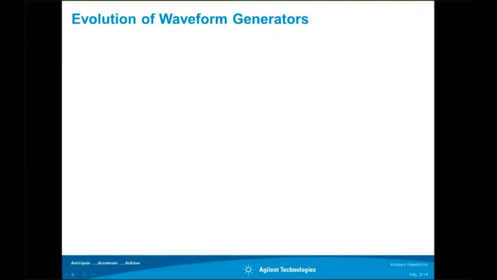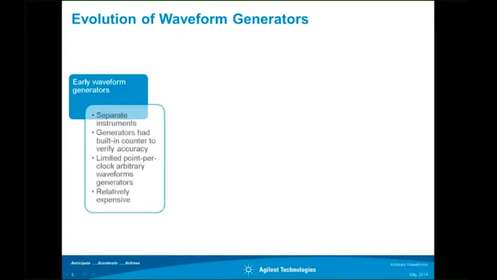Let's continue with the history lesson and move forward towards Trueform. But early waveform generators actually were separate instruments between a function generator and an arbitrary waveform generator. These were analog instruments, and they were actually fairly expensive. And because of their analog nature, they had some limitations in terms of bandwidth and use. One of the problems with having such an expensive product is that you really couldn't have generators on each individual's desk, so they were centralized, and it was just a lot harder to use.